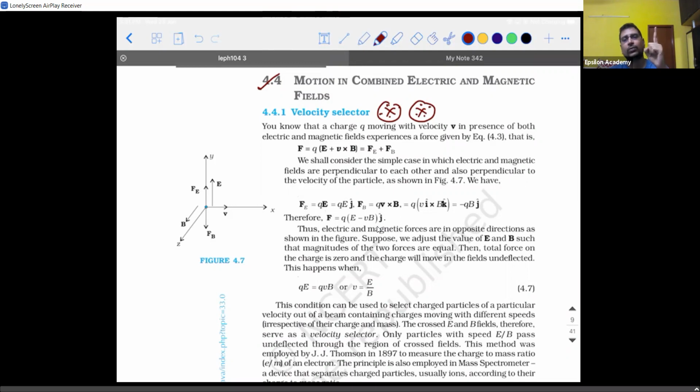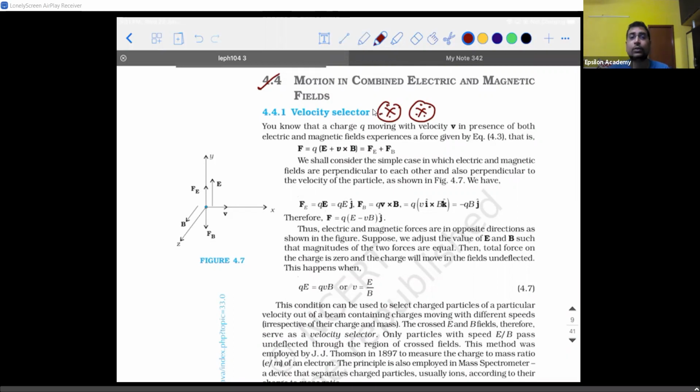Electric field is like this. If I project the particle perpendicular to the electric field, it will start moving in a parabolic path. If you project the particle in the direction of electric field, it starts moving in a straight line path. So there is no possibility for the charged particle to move with the constant velocity in electric field. But in magnetic field, yes, it has a possibility when you project it in the direction of magnetic field.